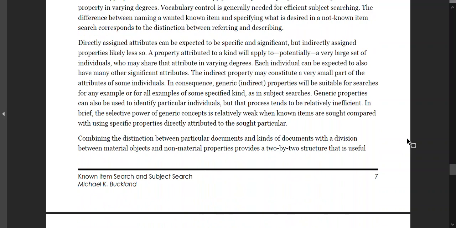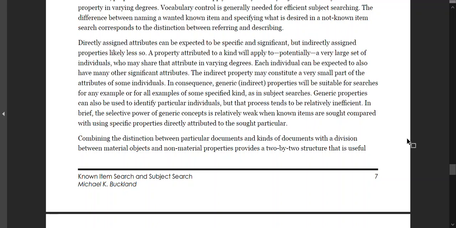Directly assigned attributes can be expected to be specific and significant, but indirectly assigned properties less likely so. A property attributed to a kind will apply to potentially a very large set of individuals who may share that attribute in varying degrees. Each individual can be expected to also have many other significant attributes. The indirect property may constitute a very small part of the attributes of some individuals. In consequence, generic indirect properties will be suitable for searches for any example or for all examples of some specified kind, as in subject searches. Generic properties can also be used to identify particular individuals, but that process tends to be relatively inefficient.